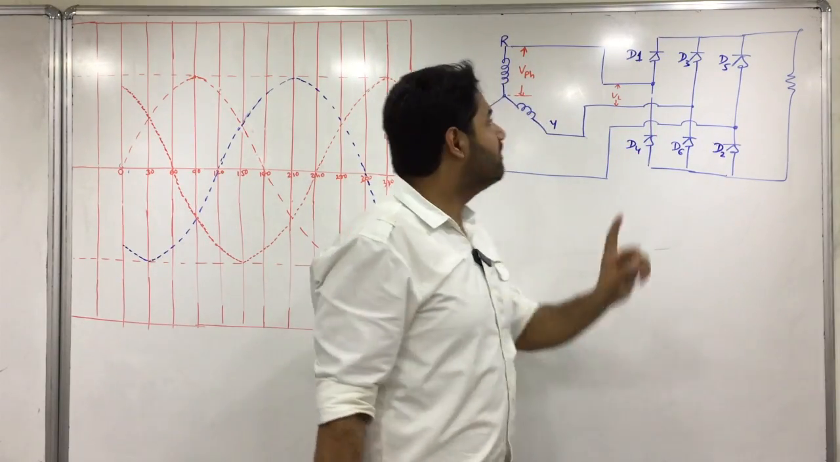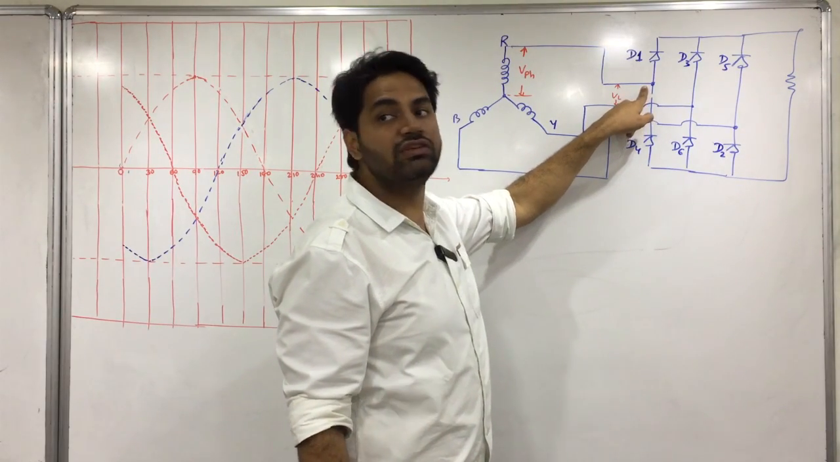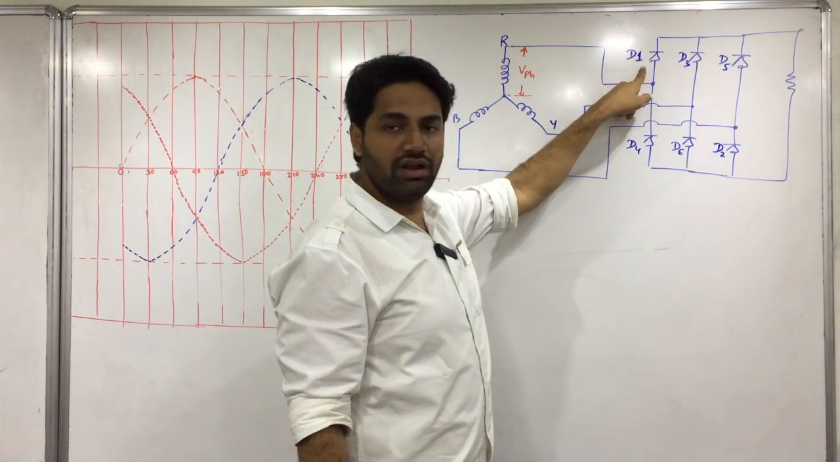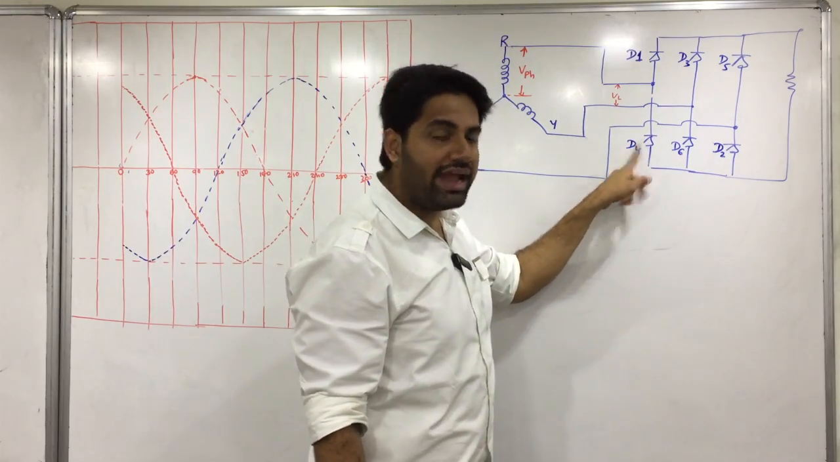Yes or no? When this R phase is positive, which will conduct? D1 will conduct. When this phase is negative, D4 will conduct. Yes or no? Fine. Okay.